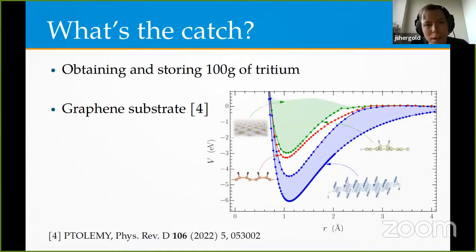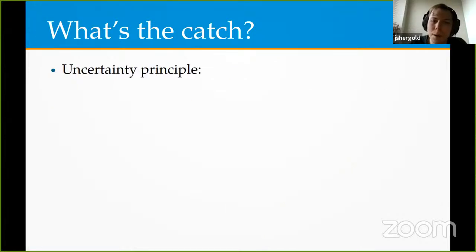So what have Ptolemy said on this frontier? Well, they've said that they can maybe use a graphene substrate. So the idea here is you have some substrate of graphene and you embed the tritium in the potential between the carbon atoms, such that they're all kept in place and kept active. Okay, very, very nice. However, there is a problem with this.